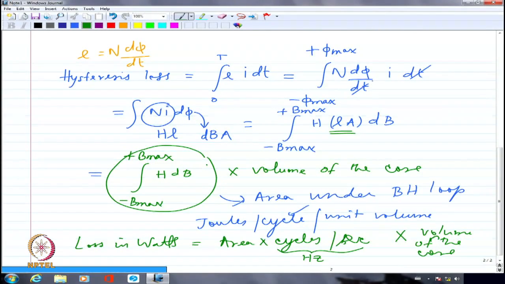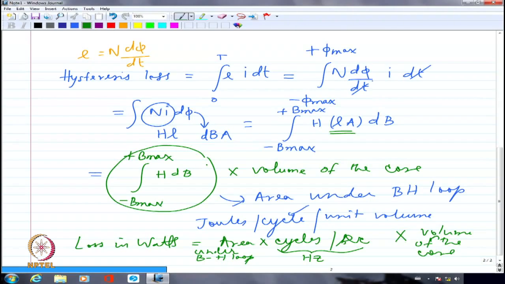So this is the area under the BH loop. Whatever I get as the area under the BH loop, I have to multiply by the frequency with which I am exciting the coil, and also by the volume of the core. Then I would get the hysteresis loss in watts. Is that clear? So if I am talking about 400 hertz or 600 hertz being generated in a particular system, I am definitely going to have more and more hysteresis loss.